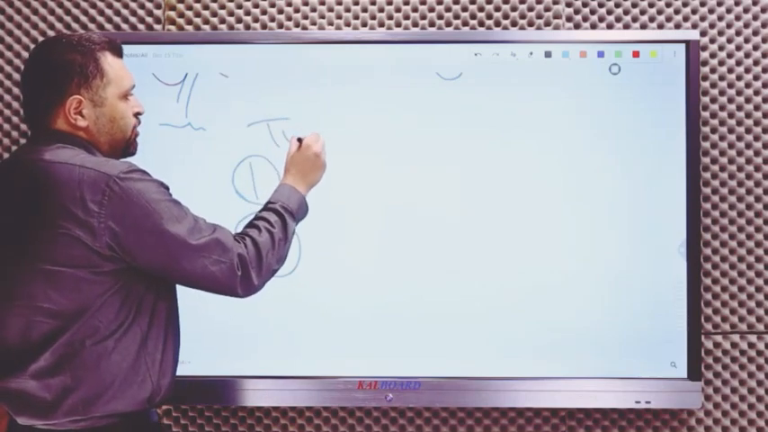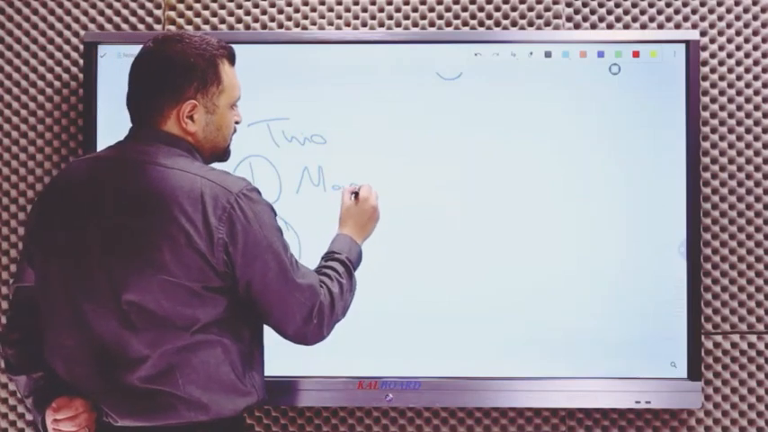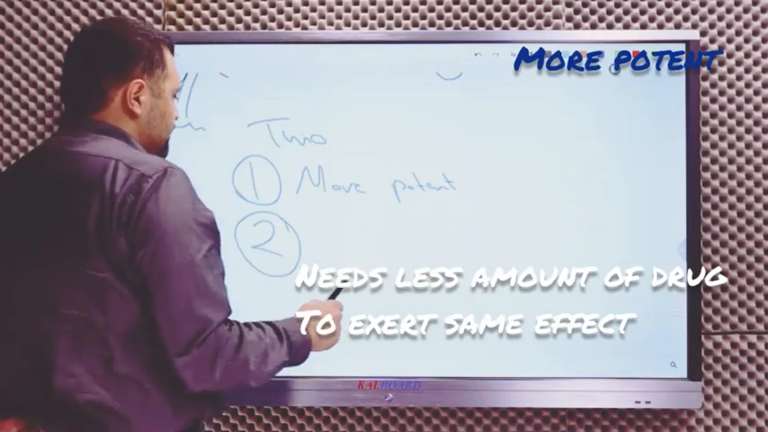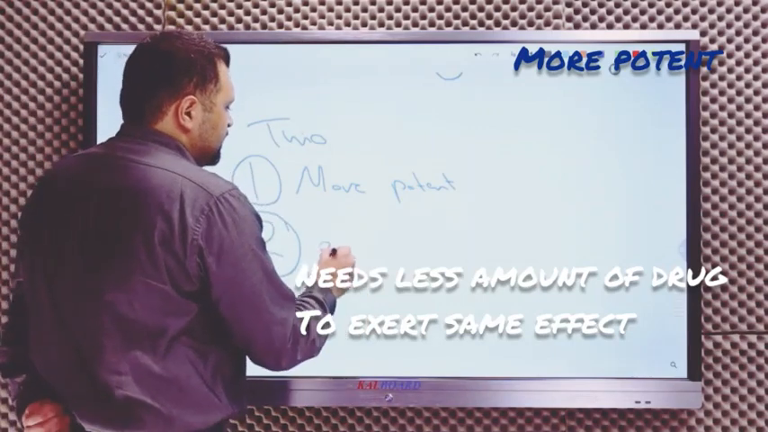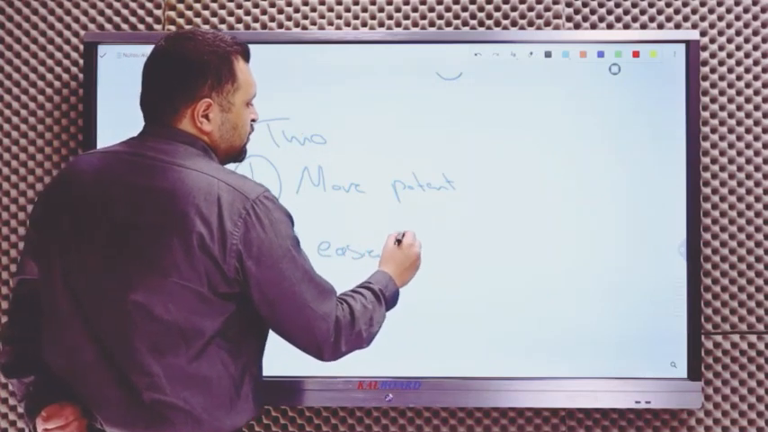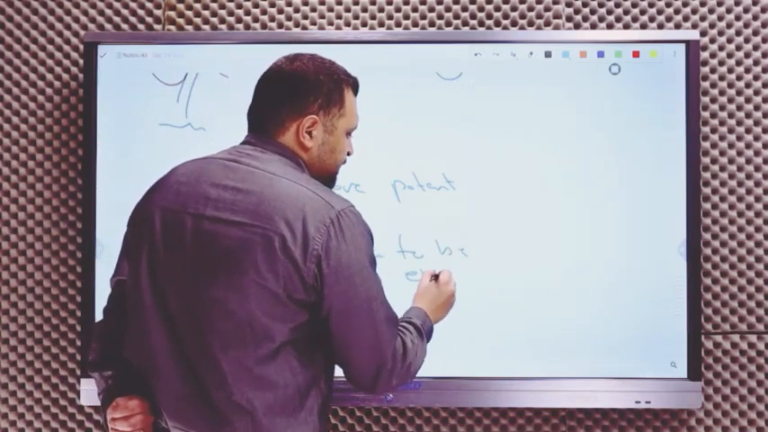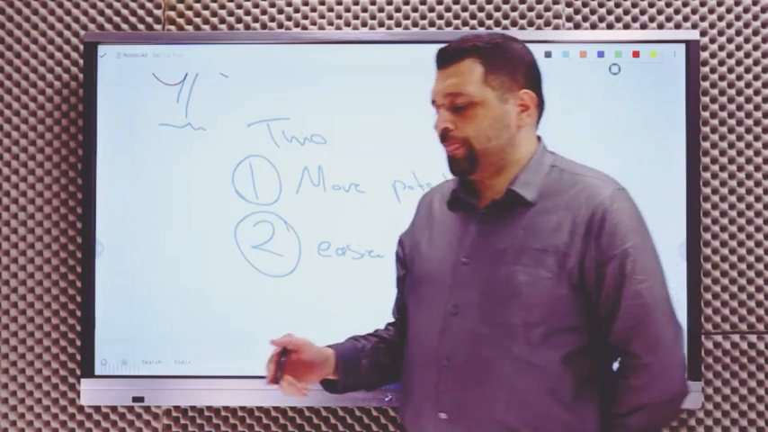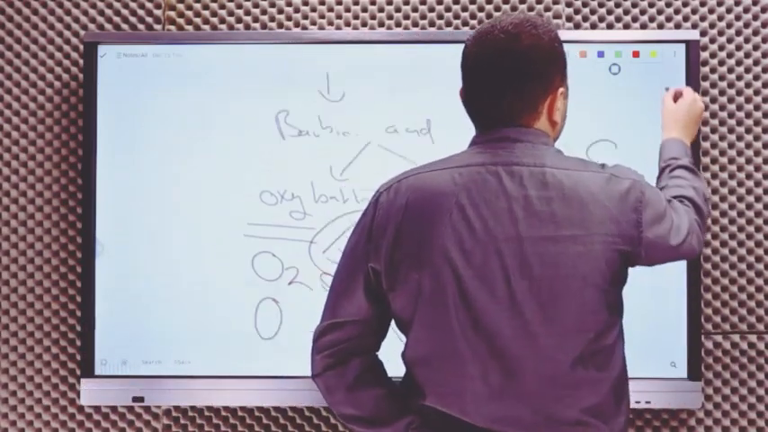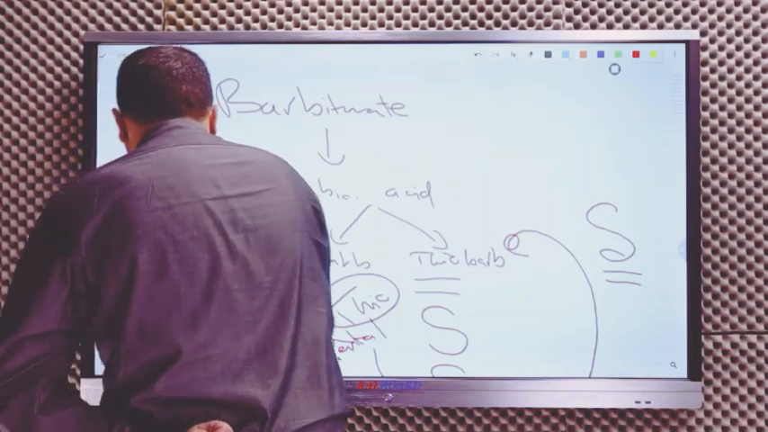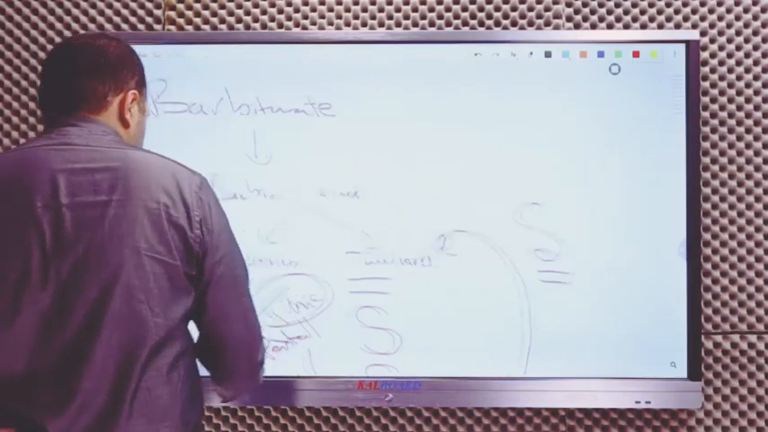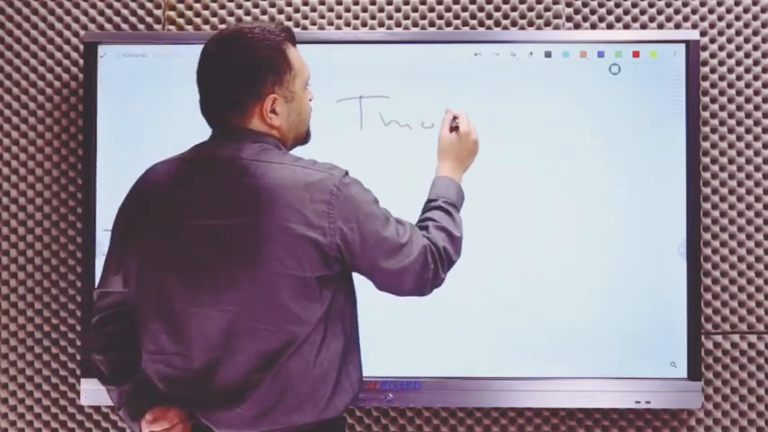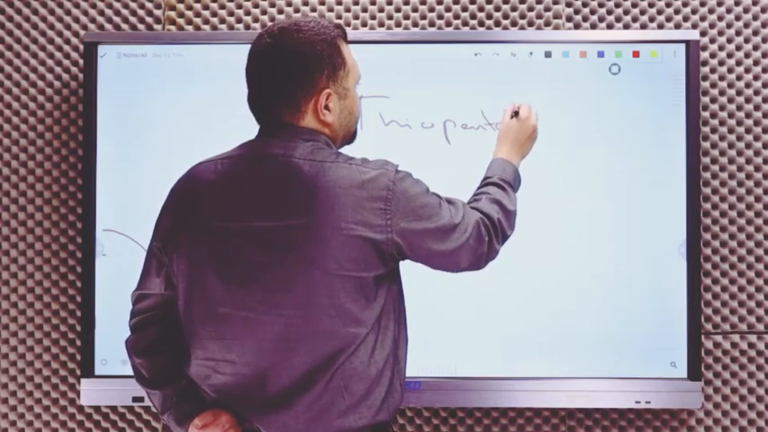Here, the reasons are, firstly, thiopental or thiobarbiturates are more potent. More potent means they are more powerful. And they are easier to be excreted from the body. They don't need to stay in the body for a long time. So we have our drug here, thiopental, which we said causes loss of consciousness in 10 to 14 seconds.